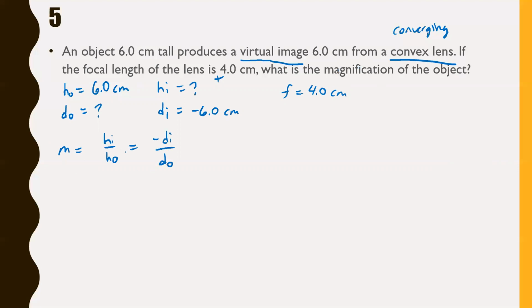So we have a whole strand of formulas here. We can use either one of these, but unfortunately, looking at it right now, we can't use this far right one because we don't know what DO is. And we can't even use this one in the middle because we don't know what HI is. So we have some more work to do.